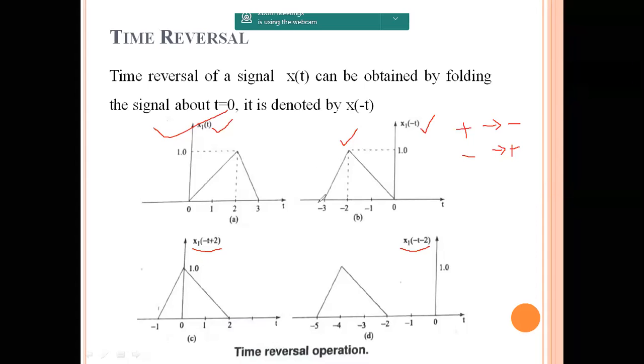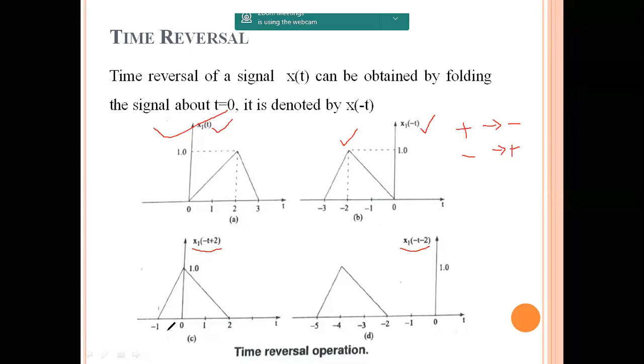So here, minus 3 to 0 will be advanced by 2 units, meaning now the signal will start from minus 1 and end at 2. Suppose if it is delayed, obviously you need to delay this signal by 2 units. That means the starting point is minus 5 and the ending point is minus 2. Indirectly, I'm going to say that you please add this minus 3 plus 2.